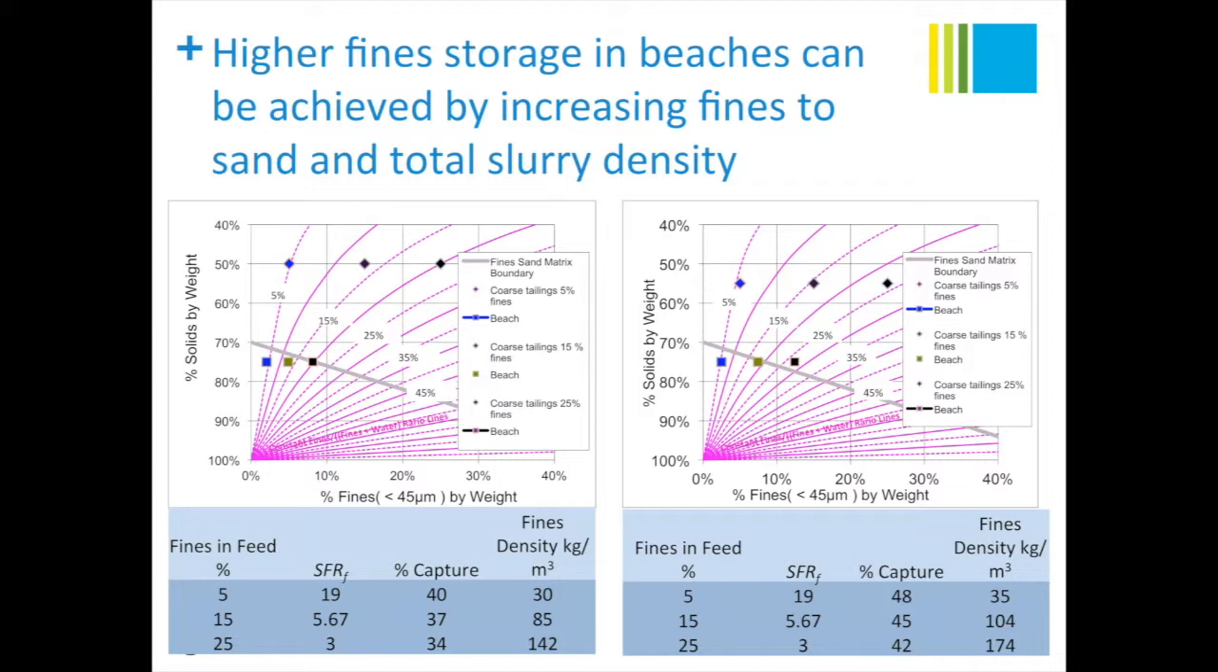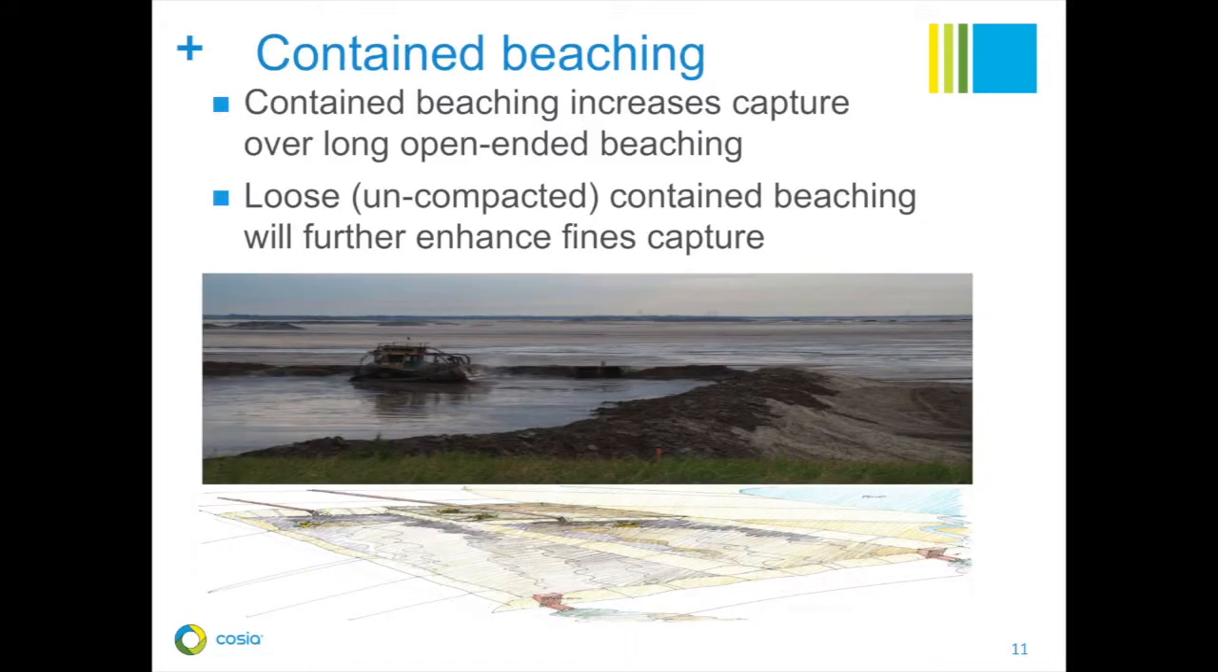So sometimes there's confusion about capture, where people talk about percent capture, which can go down. But having greater fines concentration in the tailings lines and having greater fines concentration in the water phase of the tailings lines always increases the concentration in the beach deposits, which is what we want to do. Contained beaching can also increase the capture compared against the long open-ended beaching, and also loose uncompacted contained beaching and allowing the fines to settle in the cell will further enhance fines capture.